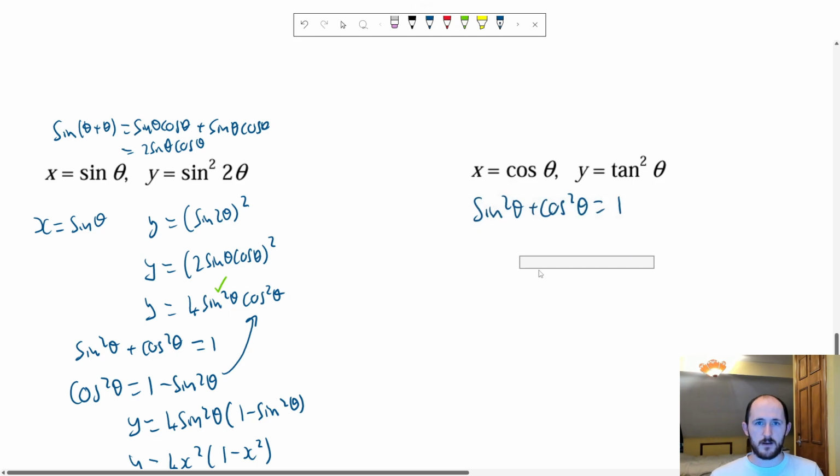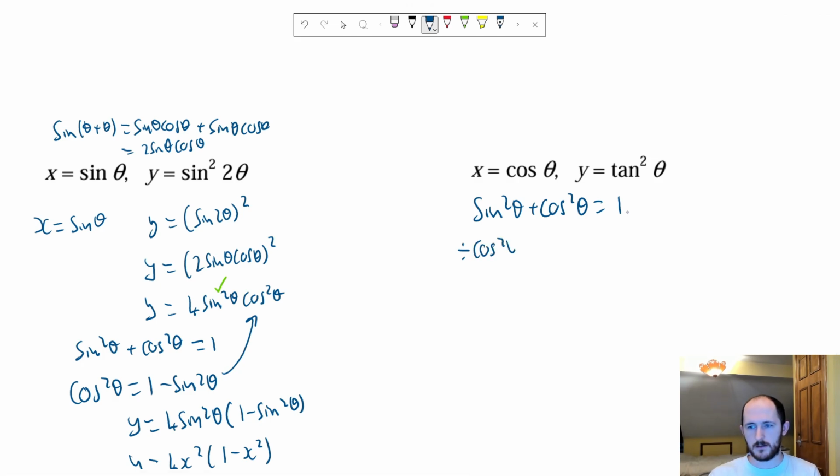Sine squared plus cos squared is 1. We want tan squared. I'm going to divide the equation by either cos squared or sine squared. I have to make that decision, but I'm dividing it by one of them. Which one will give me tan squared? Well, if I divide by sine squared, I'll get 1 plus cot squared equals cosec squared. However, if I divide by cos squared, I get sine over cos, so that's tan squared, plus 1 equals 1 over cos squared, which is sec squared theta. Okay? That's it.